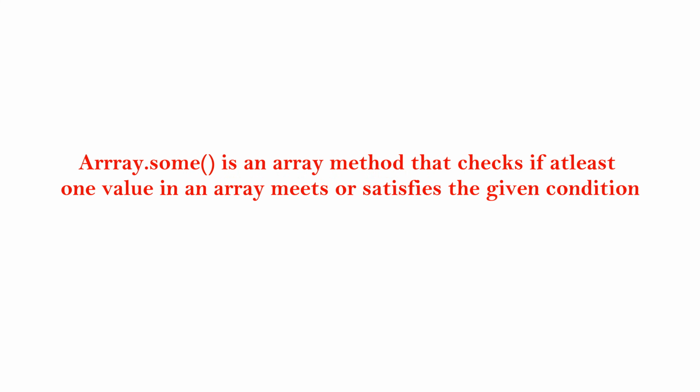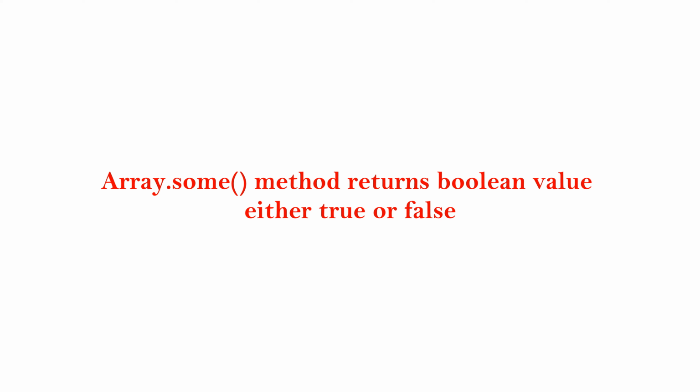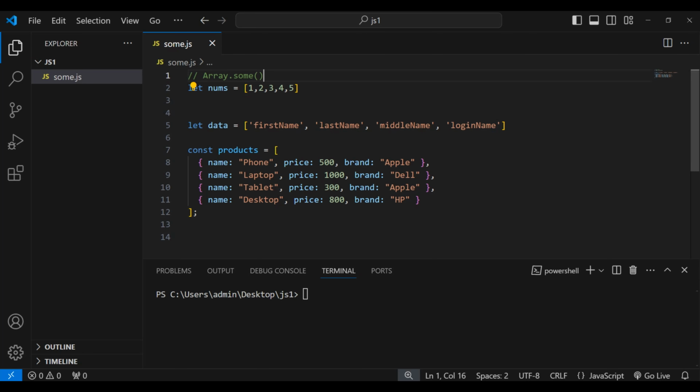Hi guys, what is the some method? It is an array method that checks if at least one element in an array meets a condition, and it will always return a boolean value that is true or false. Okay, so let's see that.